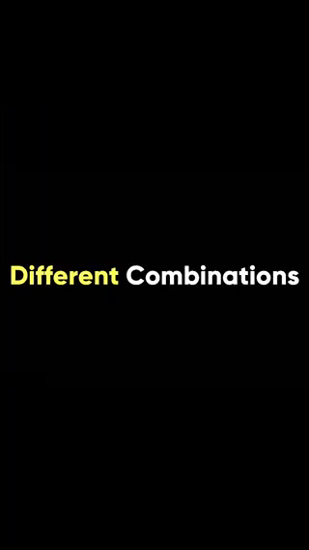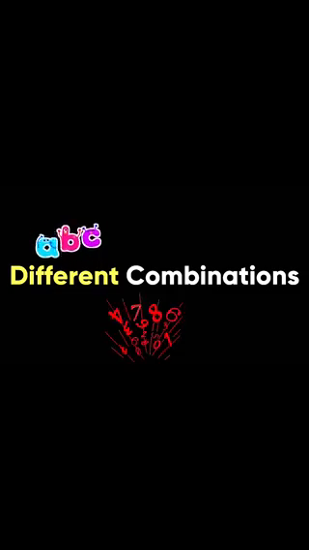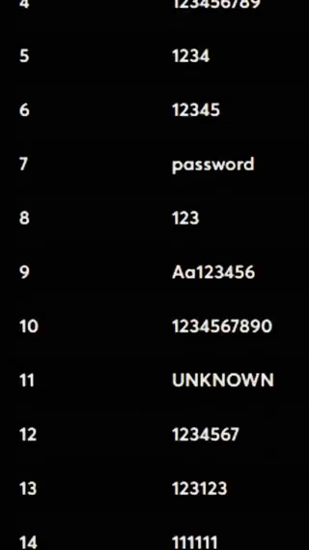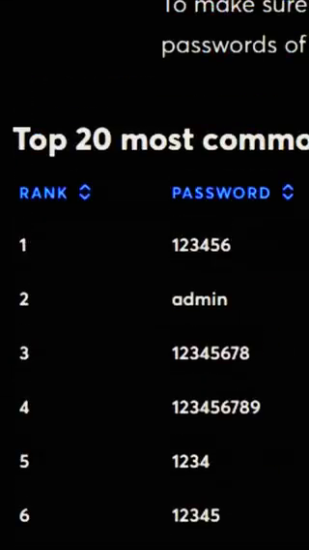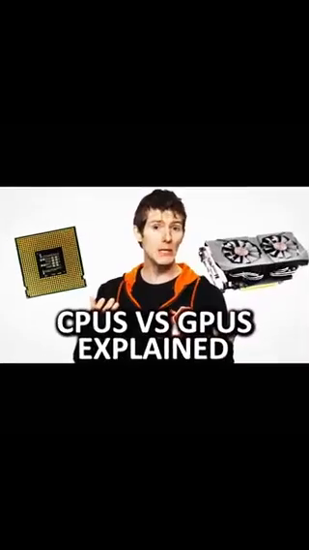Hashcat can try different combinations of letters, numbers, and symbols, or it can use a list of words that are likely to be used as passwords. It can also use the power of your GPU to speed up the process. A GPU is a device that can perform many calculations at the same time. You can check out this video for the difference between a CPU and a GPU.